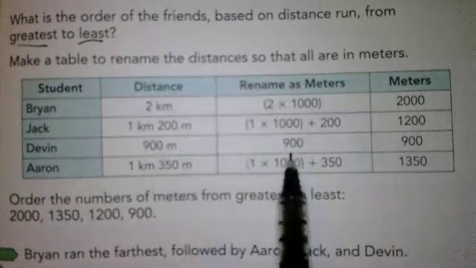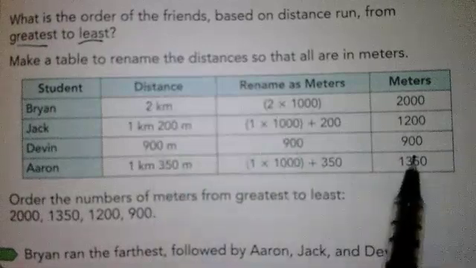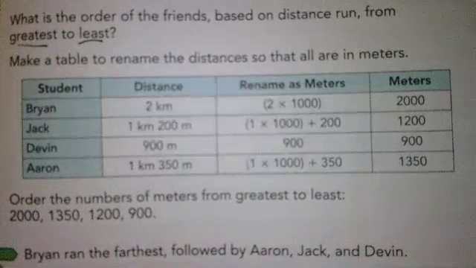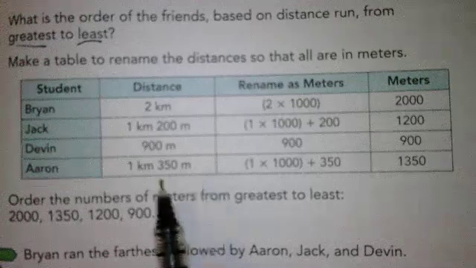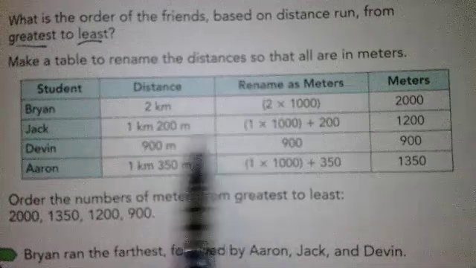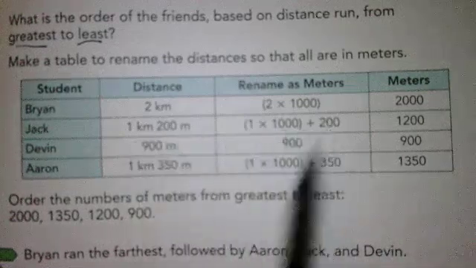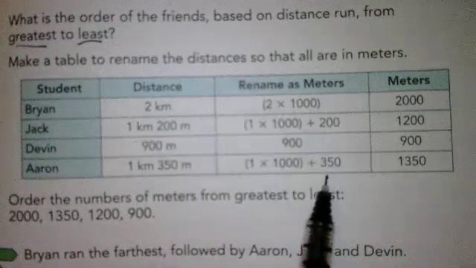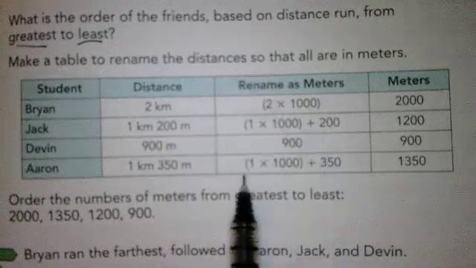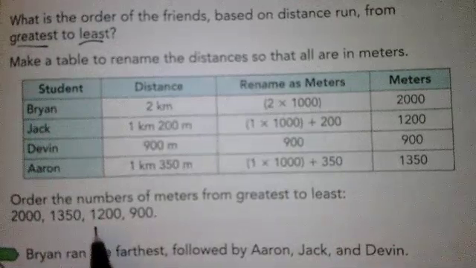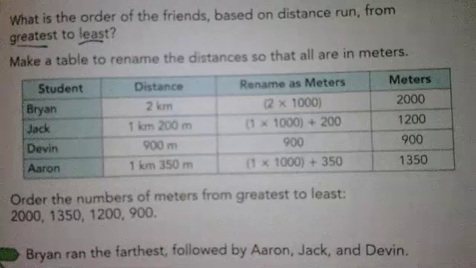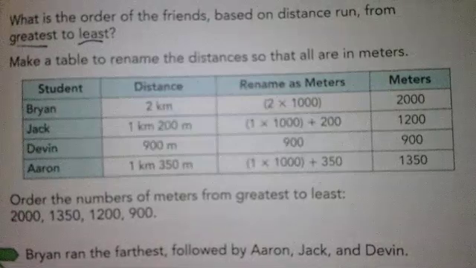900 meters is already in meters, so it just stays the same all the way across, right? And then 1 kilometer, 350 meters is done the exact same way as number 2 here. It's just instead of adding 200, we're adding 350, so we get 1,350. So then we get these numbers, 2,000, 1,350, 1,200, and 900. So we have Brian ran the farthest, then Aaron, Jack, and Devin.